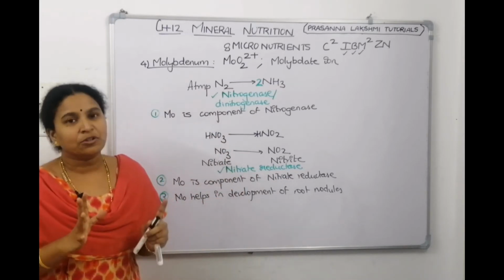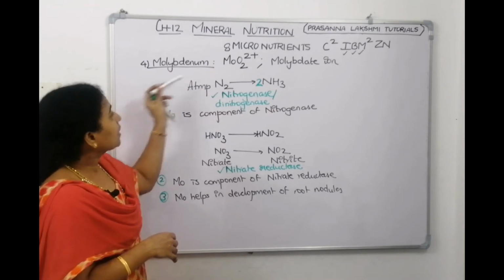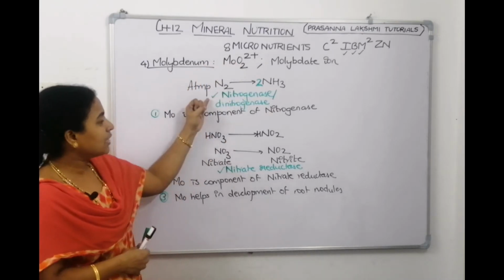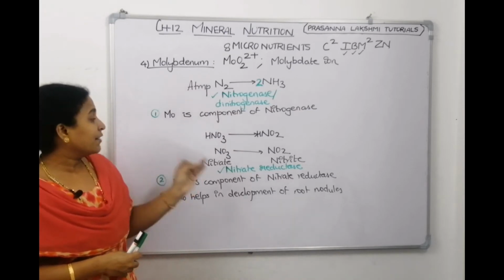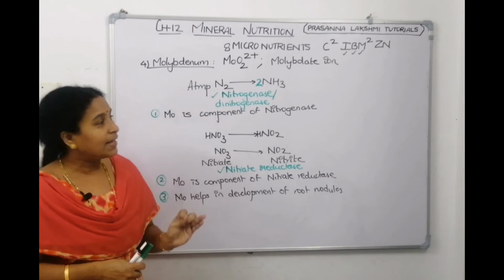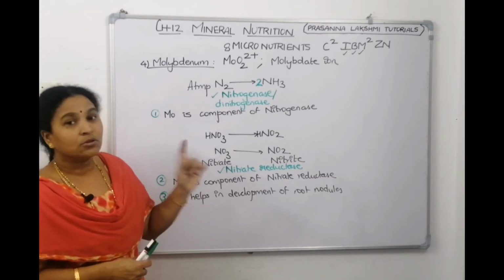Children, all this is about molybdenum. Our fourth element comes under micronutrients. It has three roles. It's a component of nitrogenase, it is a component of nitrate reductase, and it helps in the development of root nodules. Take a screenshot, then we will talk about copper next.